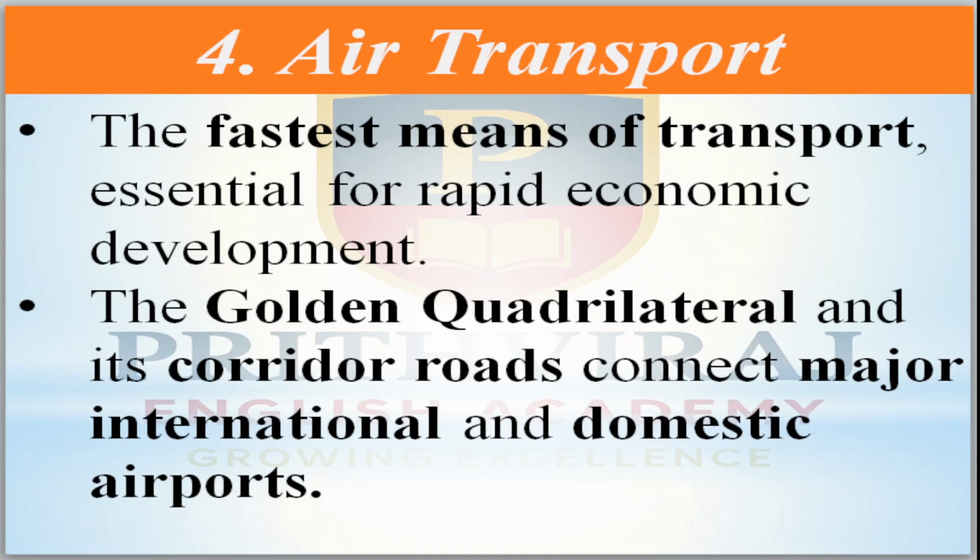Okay. Now move to the airport. Air transport. It is the fastest means of transport, essential for rapid economic development. The Golden Quadrilateral and the corridor roads connect the major international and domestic airports. Even the international airports and domestic airports have connectivity with the Golden Quadrilateral and the corridor roads.